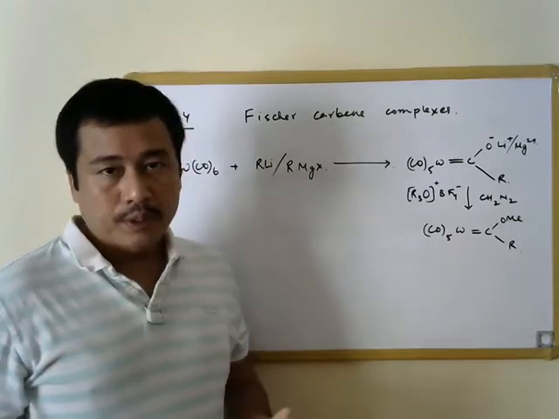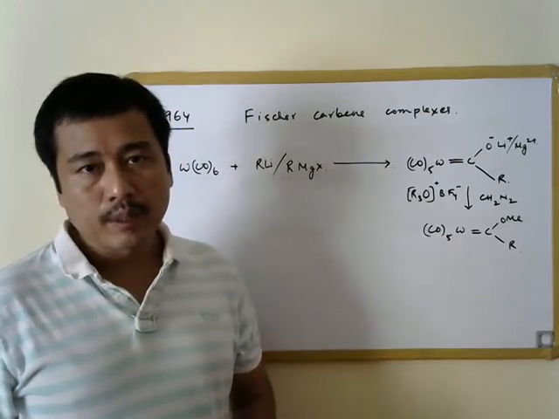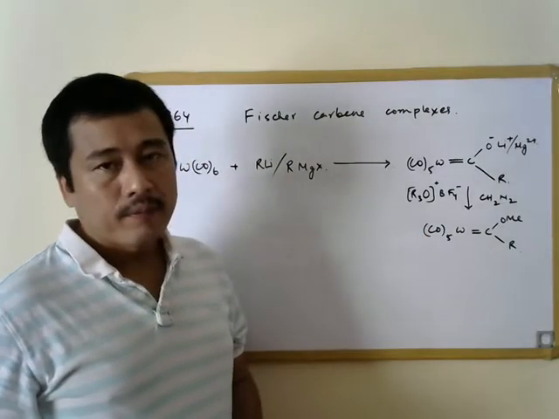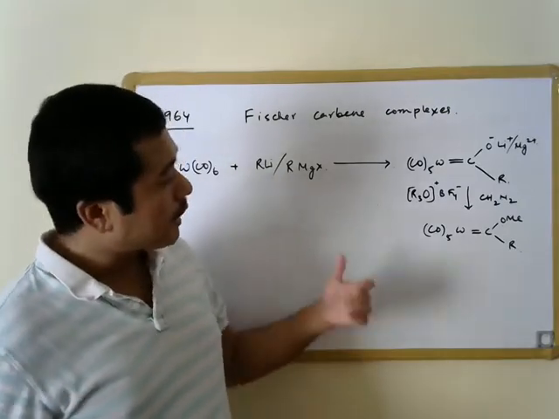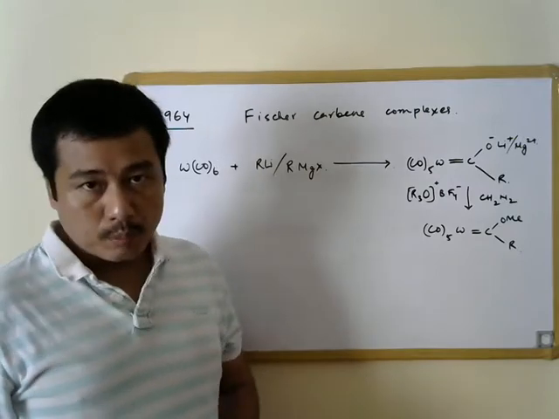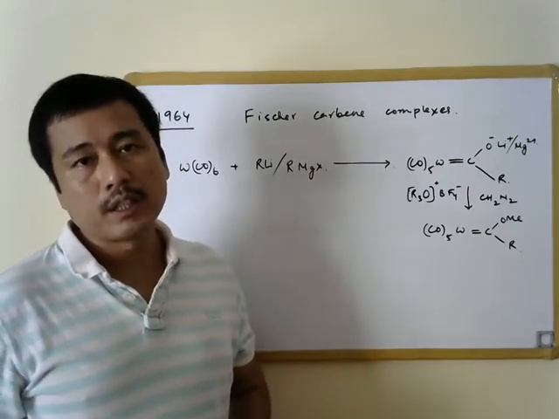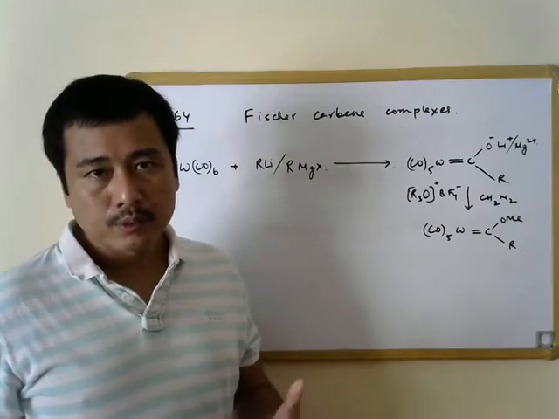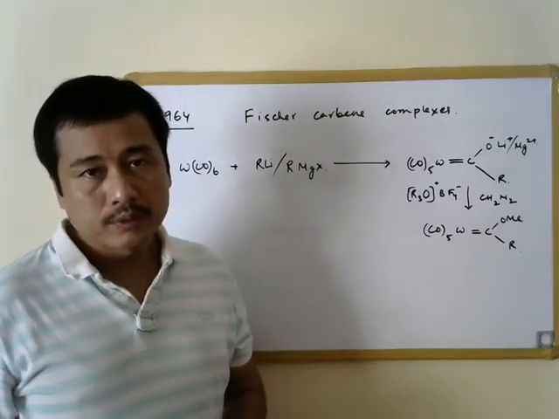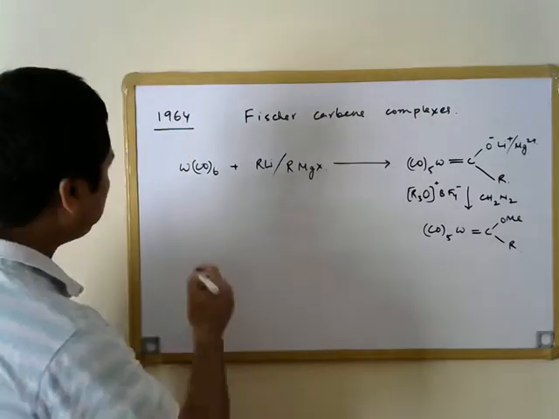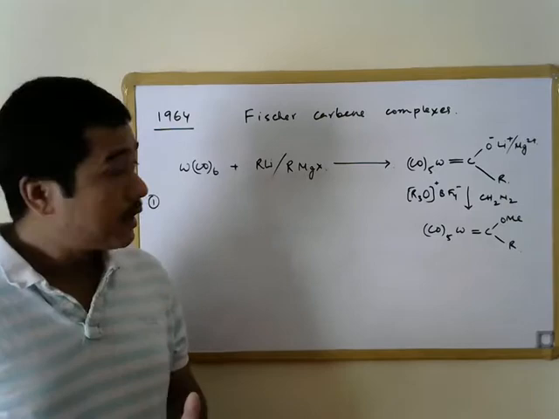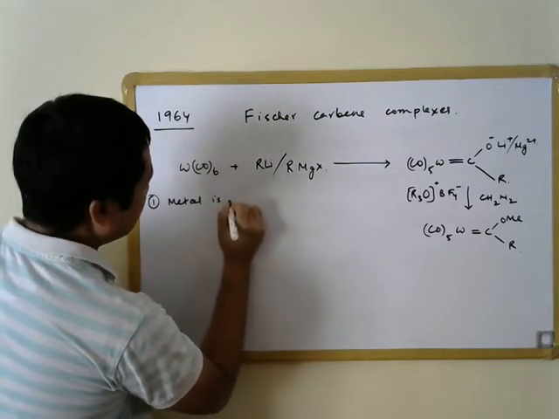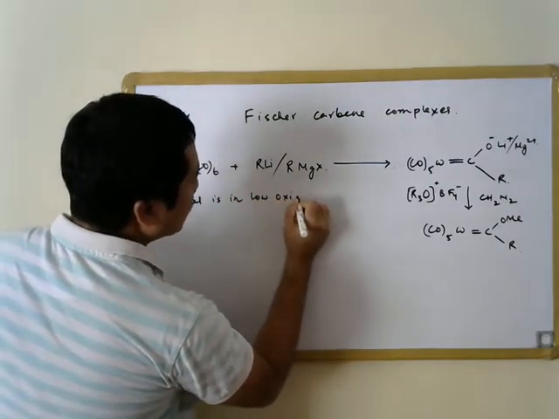After this preparation of the first metal carbene complex, several other metal carbonyl complexes of this kind, where the metal is bonded to a carbon atom and there is a formal double bond between the metal and the carbon center, have been reported, and all of these compounds are essentially known as Fischer carbene complexes. The reason is these complexes have a few specific features which are common to all of these Fischer carbene complexes, and the first and foremost feature is that the metal center is in a low oxidation state.